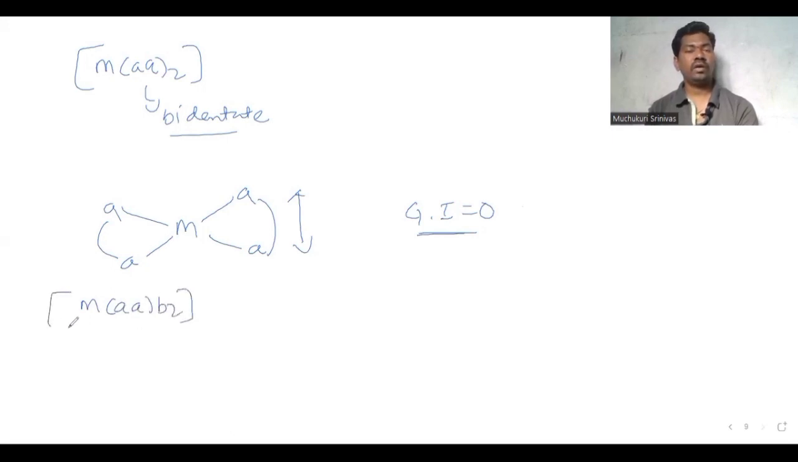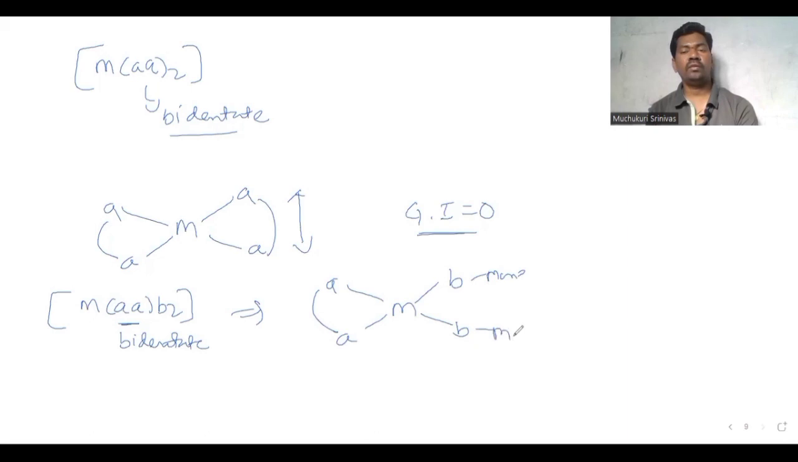And the final type we will get is MAAB2. AA is a bidentate ligand. So in this case, how do you represent the molecule? BB on the same side and A on another side. So this is a bidentate ligand and these are monodentate ligands. If you flip these two ligands with respect to each other, you will get the same arrangement. So in this case also geometrical isomers are 0.